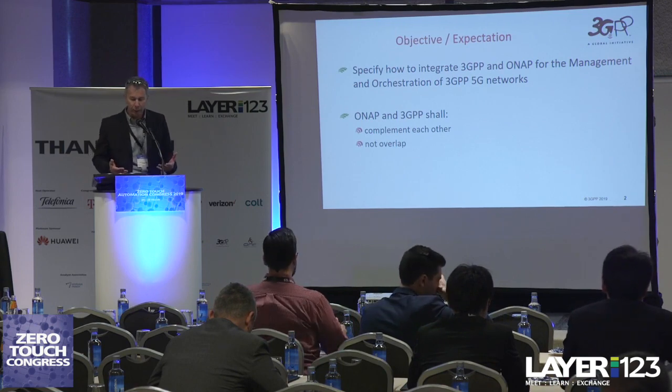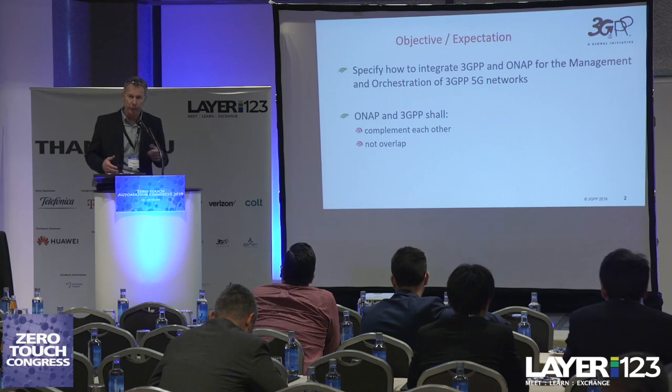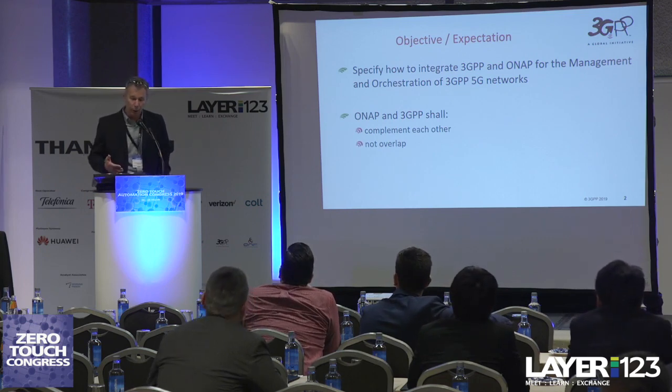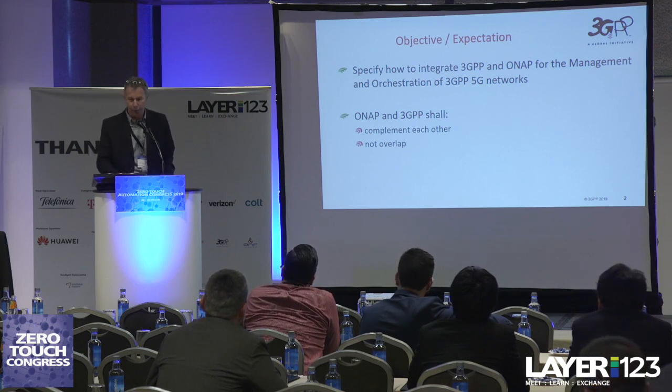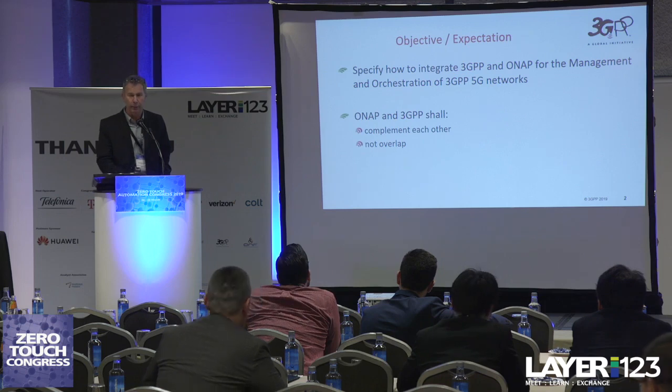So today we have already northbound interfaces in a way, but they cannot be interoperable, so we need to do something for that. Otherwise, there will not be interoperability between the two. And of course, for operators, it would be a big drawback. So what we expect is that ONAP and 3GPP work together to complement each other, but not overlap.